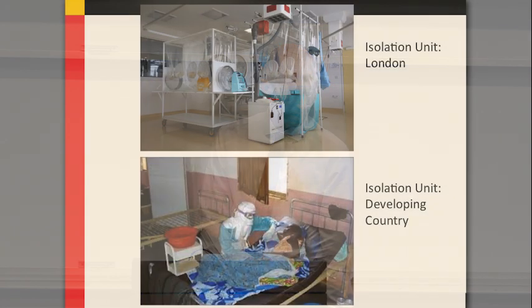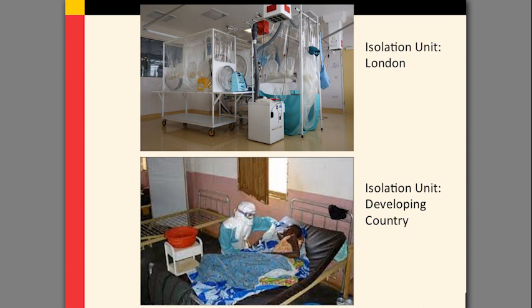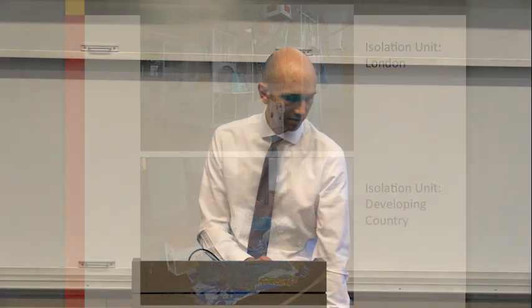Just to show you the difference, there's an isolation unit in London in a high secure unit hospital. On the top, there are holes where you put your arms in to touch the patient. This is actually a patient bed and a contained respiratory unit to filter out anything at all that the healthcare worker might come into contact with. And on the bottom, there's an isolation unit in a developing country with a wide open window next to the bed. So very, very different resources in developing countries versus the West.